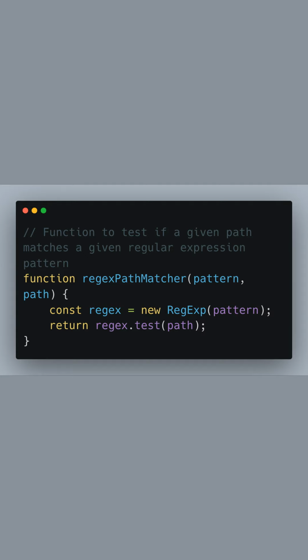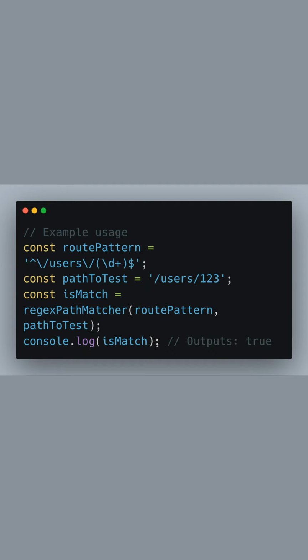Otherwise it returns false. Now, let's see how the regexPathMatcher function is put to use. Here, we test a simple URL pattern that resembles a typical path to a user profile, whose ID is a number. The pattern specifies the beginning and end of the string, ensuring that we match the entire path. When we call regexPathMatcher with this pattern and a test path of users/123, we find that it's a match. As expected, this results in true being logged to the console.